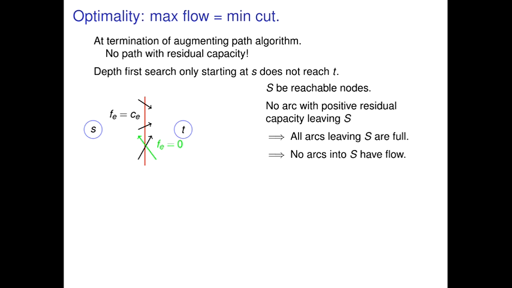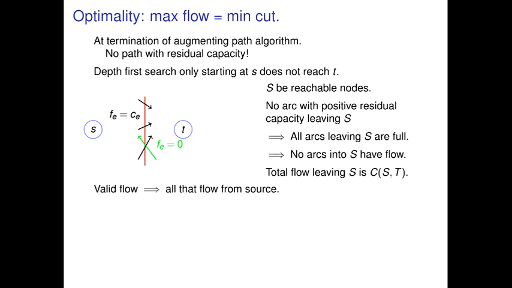Okay? Okay, so all the arcs leaving S are full. No arcs back into S have any flow on them. So the total flow leaving S is the capacity of the cut, right? If you sum up all these f_e's, what you're going to get is the total flow from S to T, and each one of these, the black ones, is c of e. Then you subtract the ones coming back, and those are 0. So valid flow means, that's what we said before, all that flow is from the source. So the value of the flow is exactly equal to the sum of the capacities of these edges, which is the size of this cut.